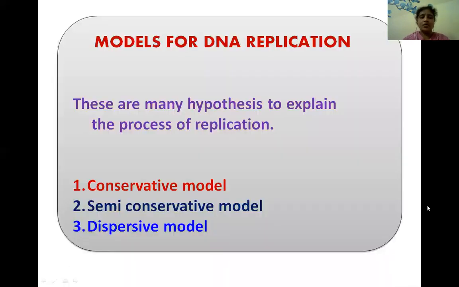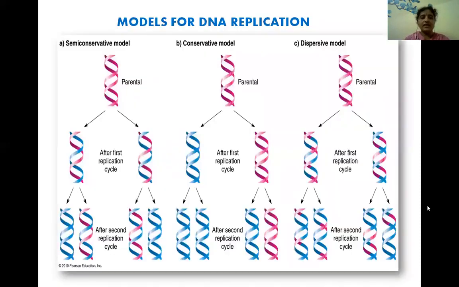Next, let us go to models for DNA replication. After Watson and Crick proposed the double helix DNA model, three models for DNA replication were proposed. The first is the conservative model, the second is the semi-conservative model, and the last is the dispersive model. These are very clear in this picture. First, let us go to the semi-conservative model.